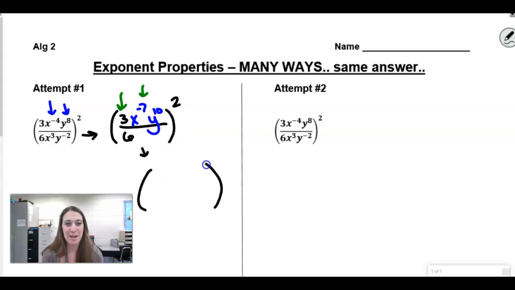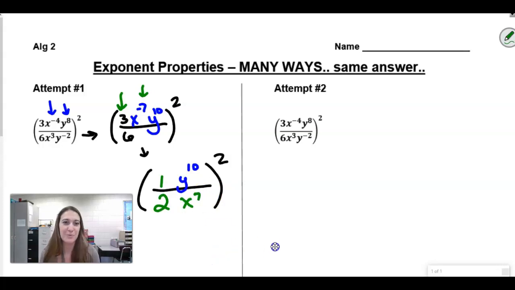All right. So now I have a change of 3/6. If we reduce that coefficient, that becomes a 1/2. And then the y to the 10th isn't moving anywhere. But the x to the -7th will move down to the bottom denominator. Oops, and now it's a +7.